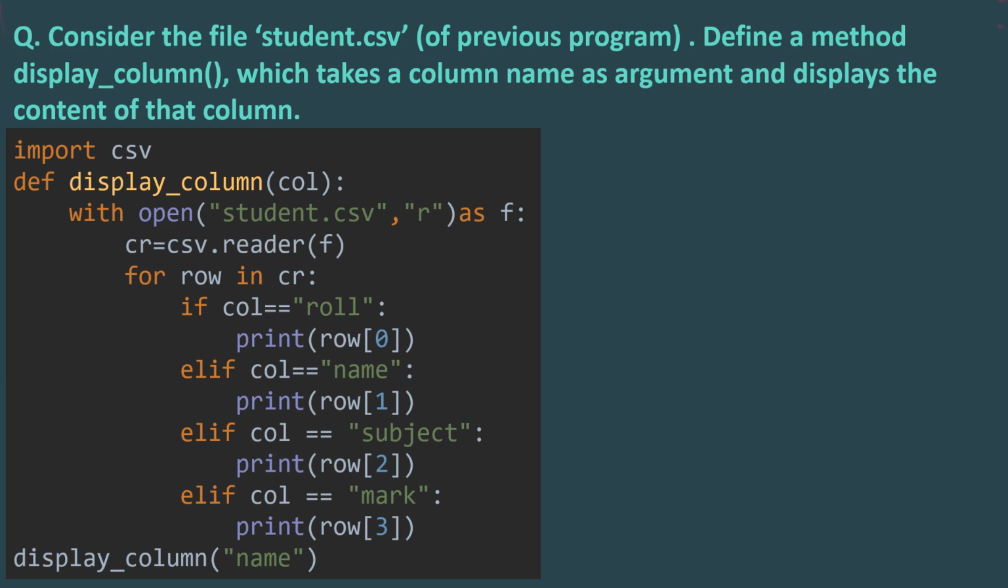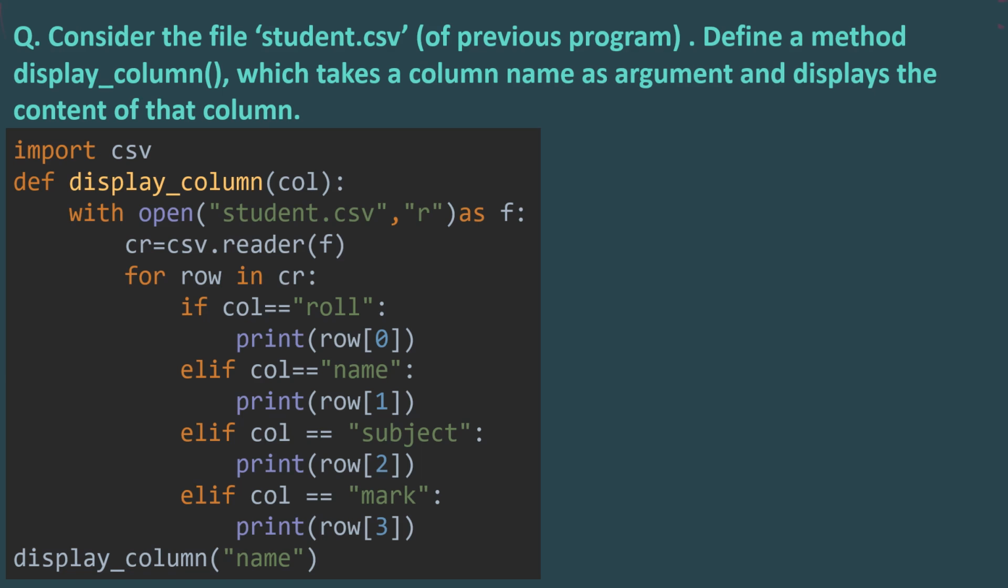Else, if the column equal to name, then it has to print all the values which are present at index number 1 of the row, which is the name value. And if column is equal to subject, then it has to print the values which are present at index number 2 of the record. Then if the column is equal to mark, then it has to print what is present at the index number 3 of the record.